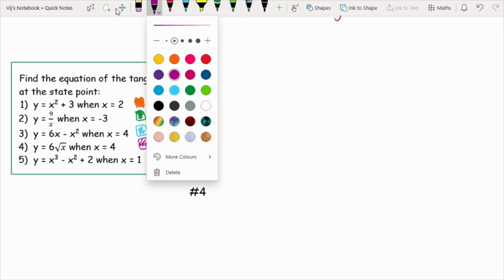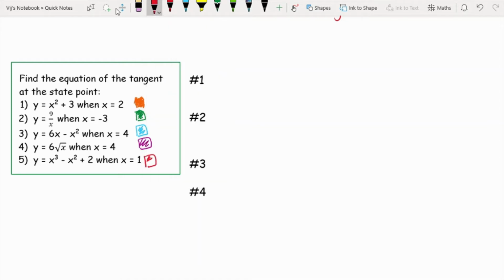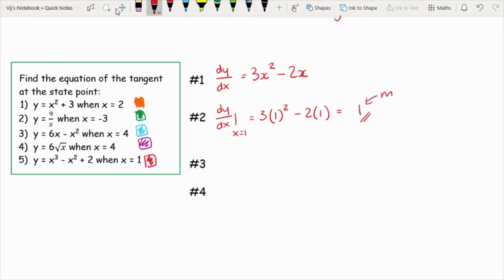Let's go for, what colour have we not used? Let's go for red. So here my dy over dx is going to be equal to 3x squared minus 2x. So obviously the 2 cancels out. To find the gradient of the tangent, I need to substitute the x ordinate into dy over dx, in which I get 3 times 1 squared minus 2 times 1, which just becomes 1. So my gradient there of the tangent is 1.